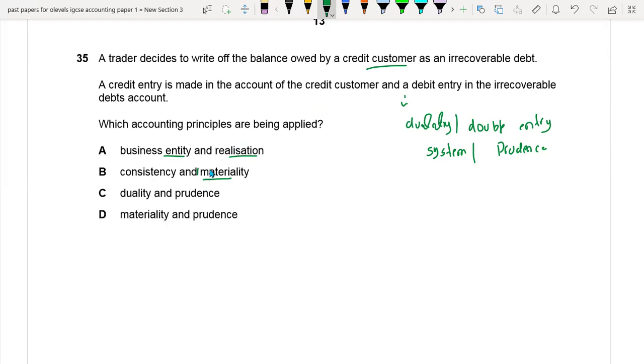So we don't see anything regarding these concepts in the question. Duality and prudence, yes, this can be our right answer, because materiality is not discussed here, and neither is the other concept. So that's why C is the right option.